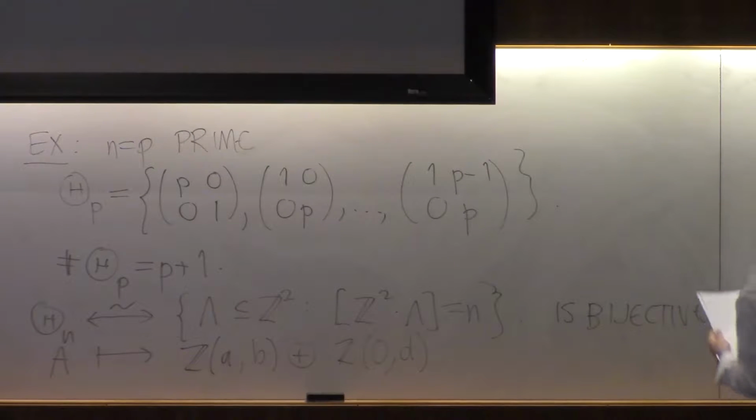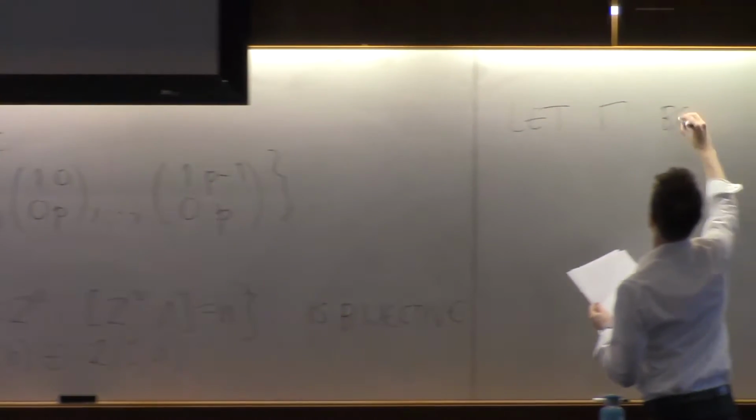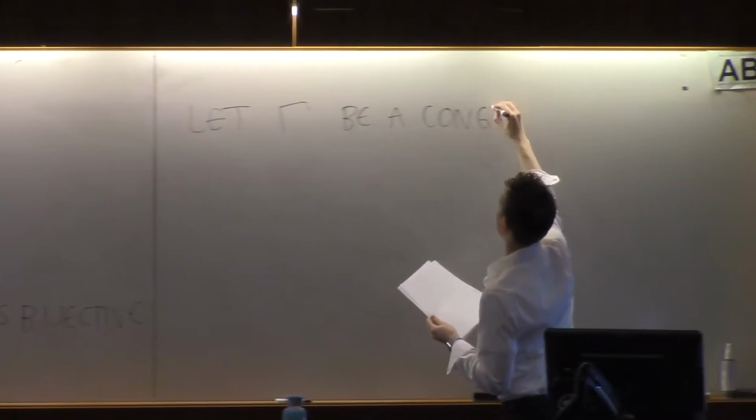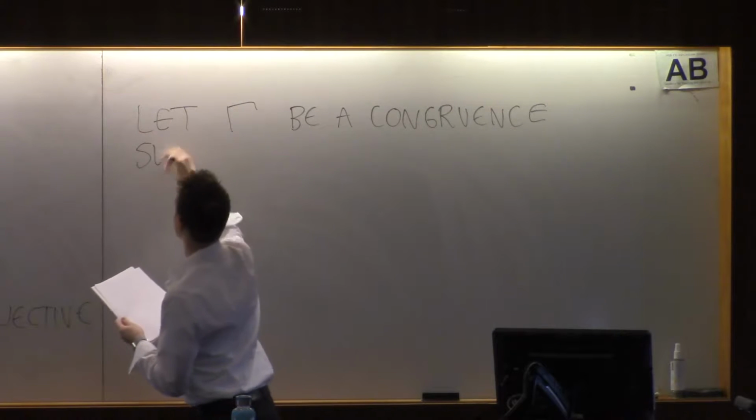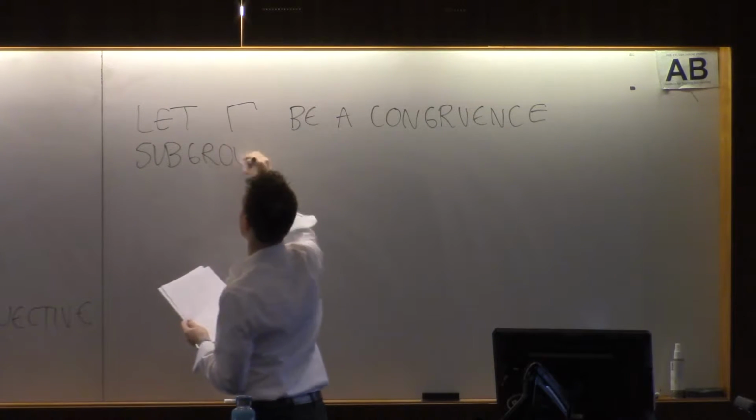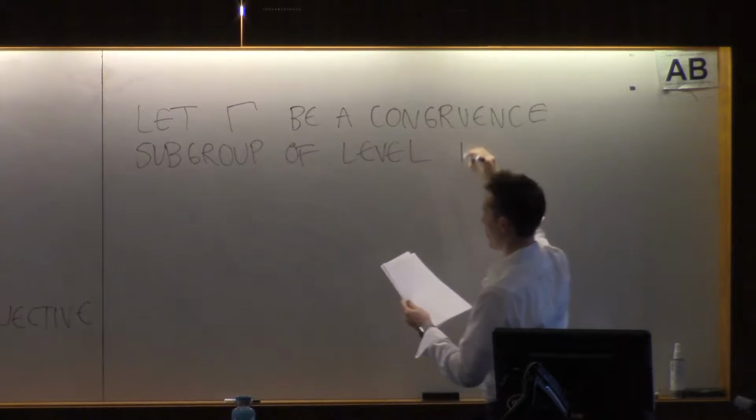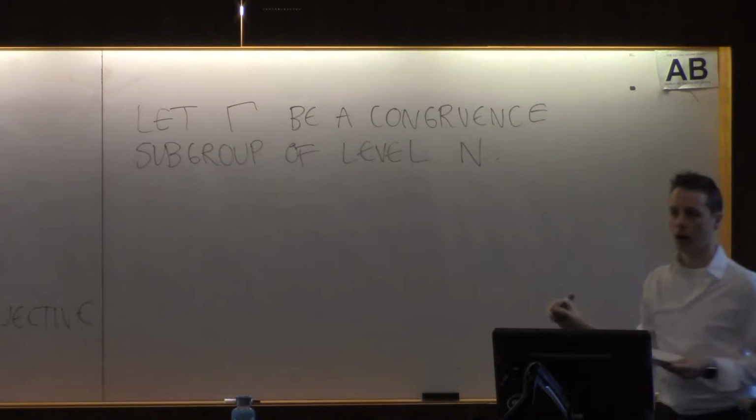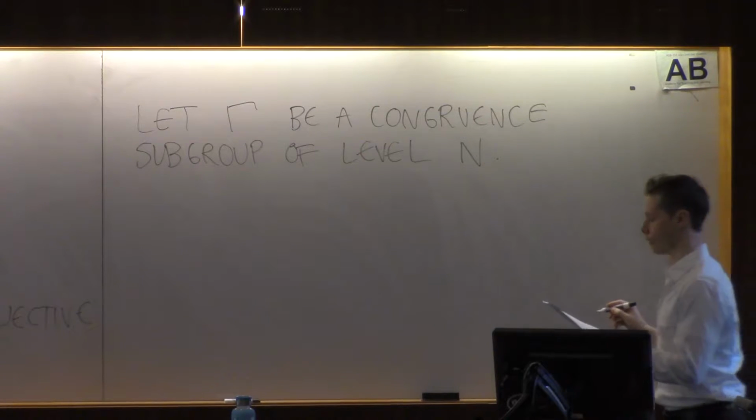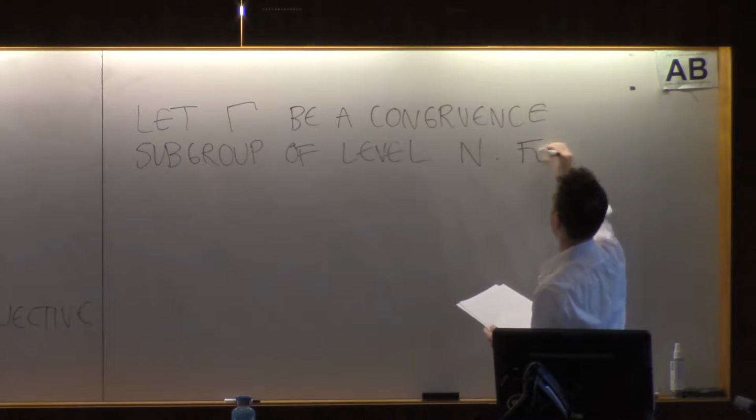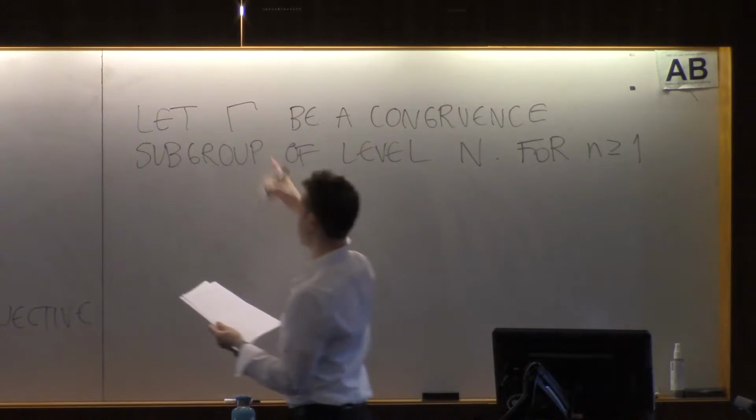So now let gamma be a congruent subgroup. Congruent subgroups, remember, have a level N. That's the smallest positive integer such that gamma of N is contained inside the group gamma. So here's how we define Hecke operators for modular forms on gamma.